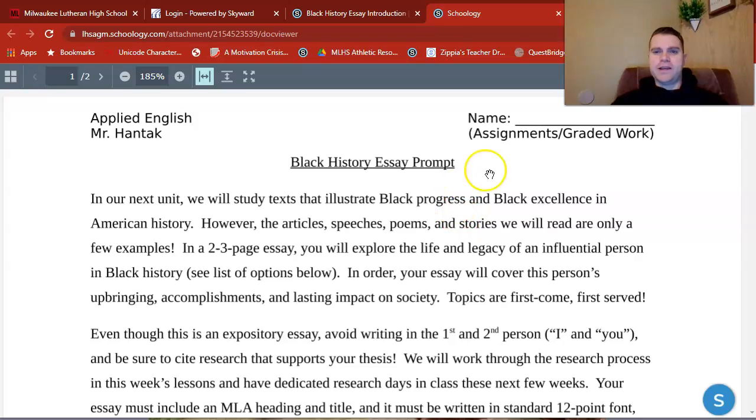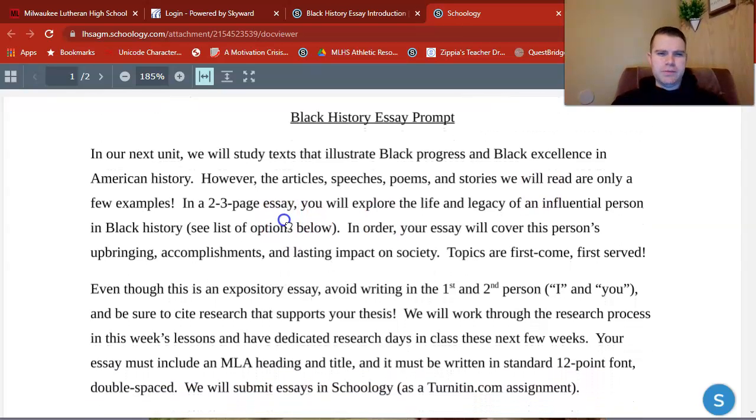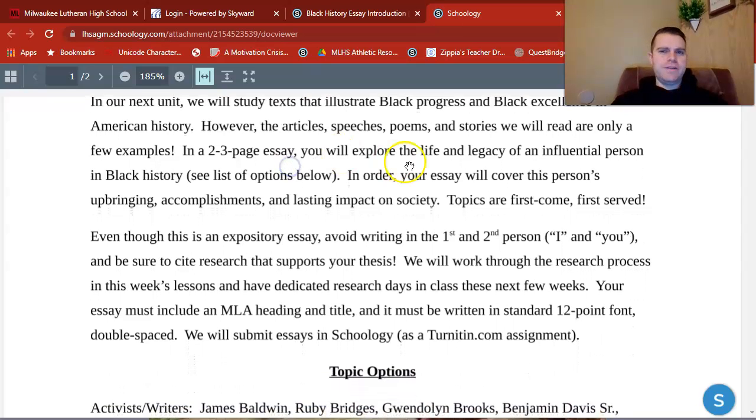Our theme for Black History Month within our school this year is Black Excellence, and so I want us to focus on that in both of our units, our Black History essay, as well as our African American Literature unit in March. The articles, speeches, poems, stories that we'll be reading next month are only a few examples. The idea with this 2 to 3 page essay is to explore the life and legacy of an influential person in Black history. You'll see a list of 60 options below. I would like for you to choose from that list. We'll look at that in a moment.